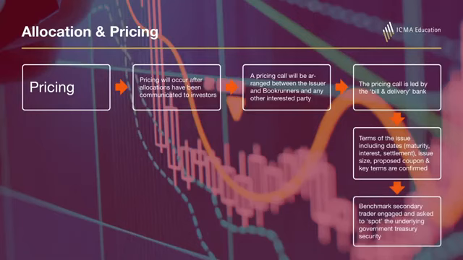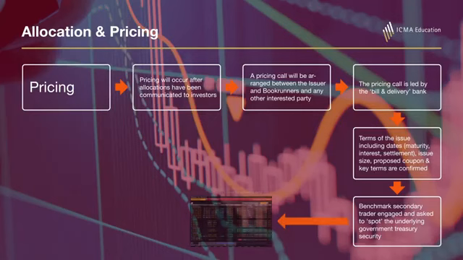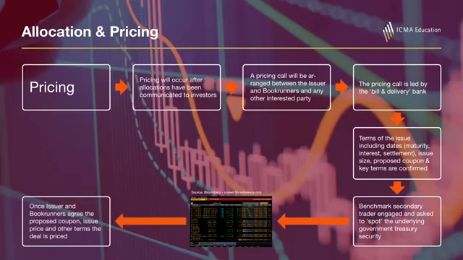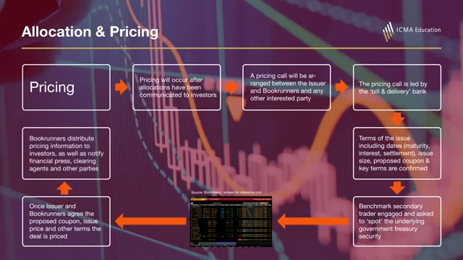Now, once this is done, what the book runner, or the bill and delivery book runner, will do is arrange for their benchmark secondary trader to come onto the call and spot the underlying government treasury security. So that trader will consult its Bloomberg screen, for example, and quote the yield and price on the underlying government security. And that enables the new issue bond itself to be priced. So once the issuers and the book runners have agreed the proposed coupon, issue price, and other terms, the deal is effectively priced, and the details can be distributed through to the investors.